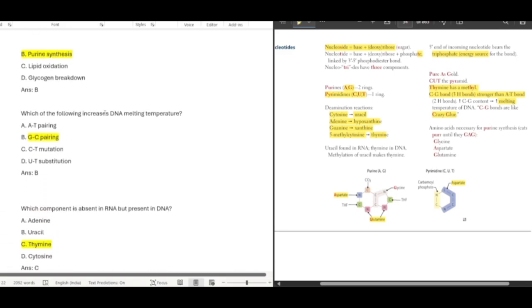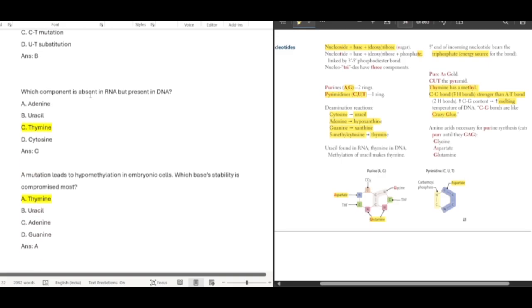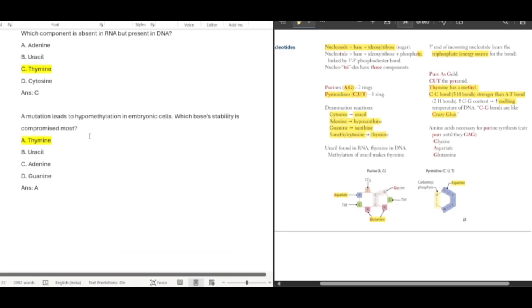Which of the following increases DNA melting temperature? CG bond, as it has three bonds and hence is stronger than AT bond, it increases the melting temperature. Which component is absent in RNA but present in DNA? This is a straightforward question, so it will be thymine.